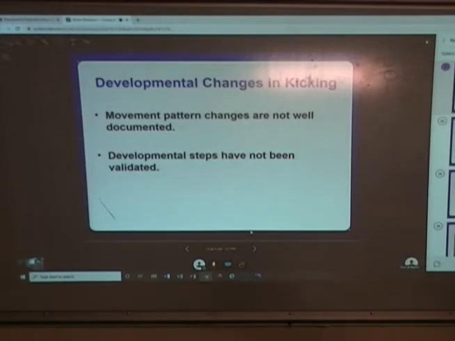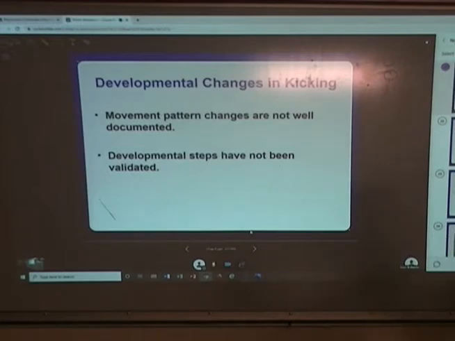So we don't have, unlike throwing, very much research on the development of kicking. We know the overall kind of picture, the overall pattern, but we don't have the changes in the pattern from a beginner to a more professional person. So we don't have these stages really well developed.